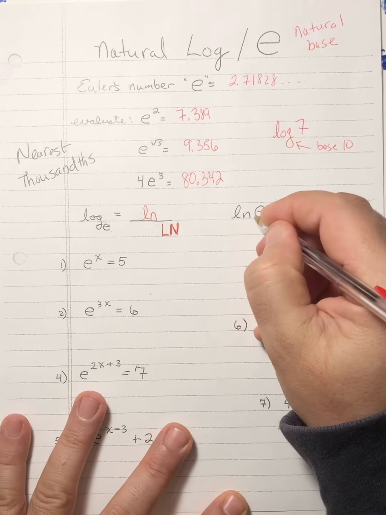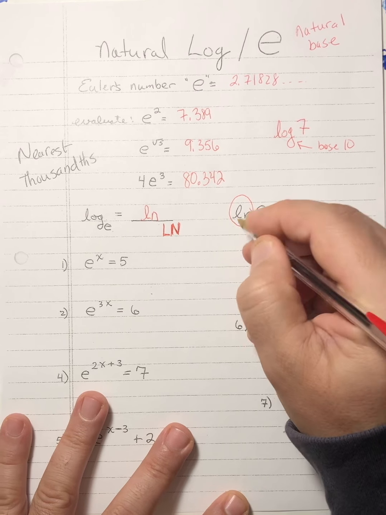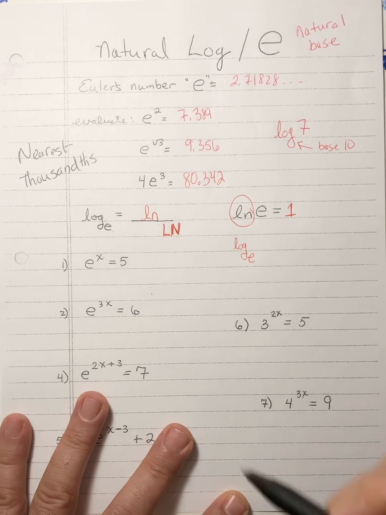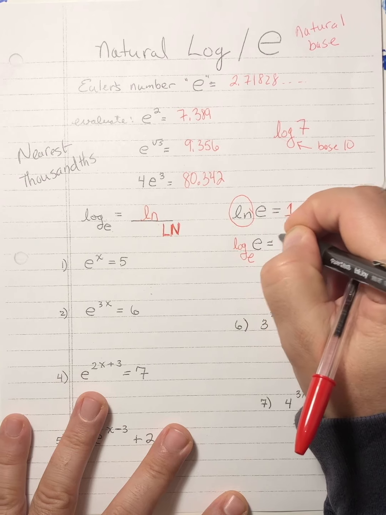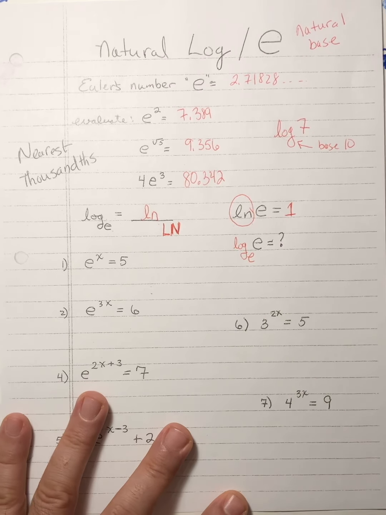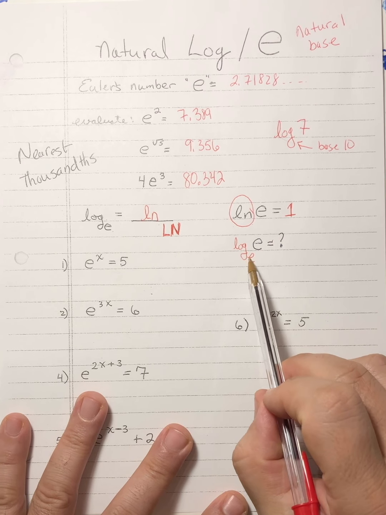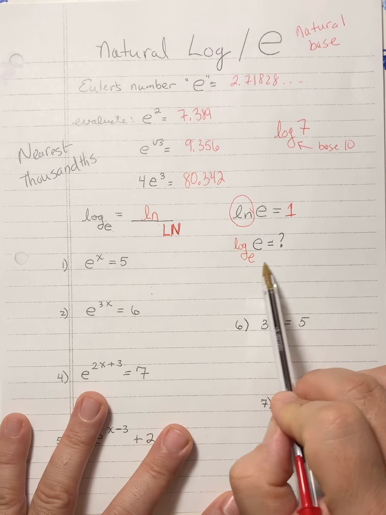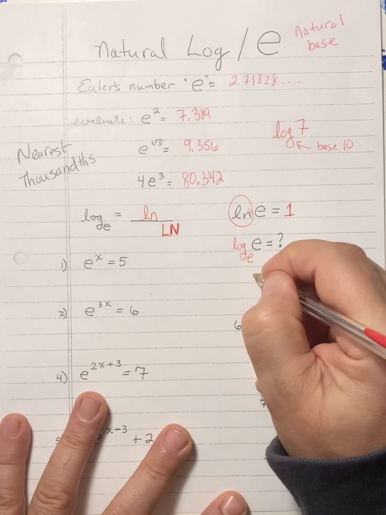First of all, remember ln is log base e, and then it's of e equals question mark. To show you why this equals 1, I'm going to rewrite this in exponential form. So I'm going to say e to the question mark equals e.